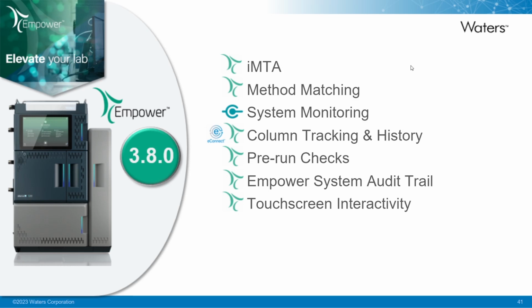In our new version of Empower that we released in June, that's 3.8.0, and earlier this year, we introduced a new HPLC called the Alliance iS. And what we did was, in this new version of Empower, we built some functionality into Empower to work specifically with this instrument to prevent errors from occurring, right?